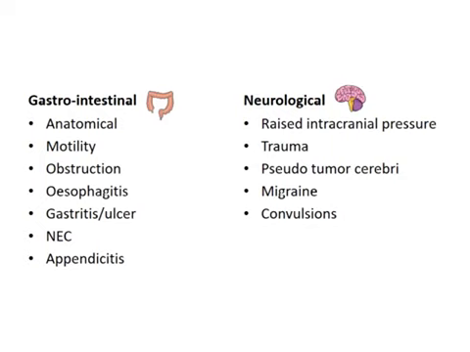If we start with the gastrointestinal system, it's probably the most common area, and you get things such as anatomical problems, motility problems, appendicitis, NEC. Neurological causes: raised intracranial pressure, trauma, migraines, especially in your older children, and sometimes even convulsions.